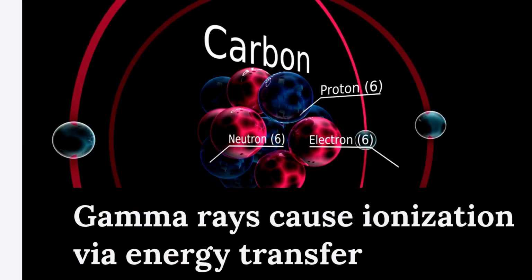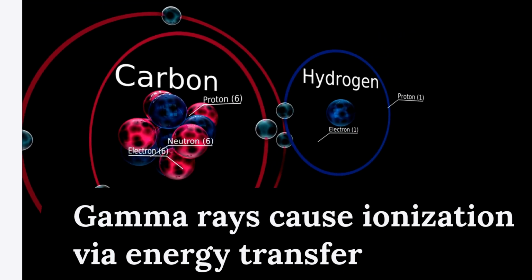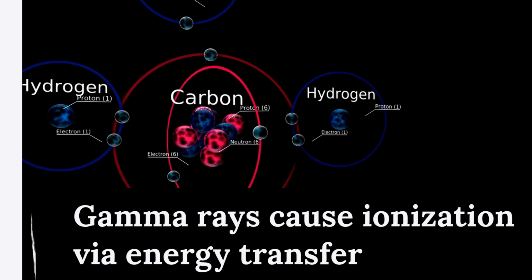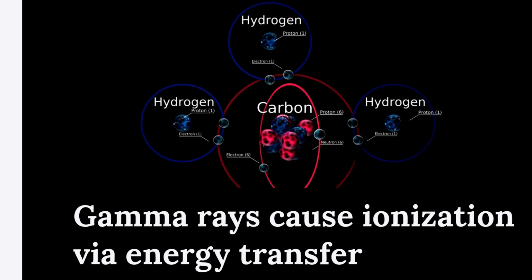Feynman diagrams visually represent particle interactions. Gamma rays ionize indirectly via the photoelectric effect and other mechanisms. They transfer energy to electrons, causing ionization. Gamma photons can produce electron-positron pairs. These interactions must obey conservation laws.